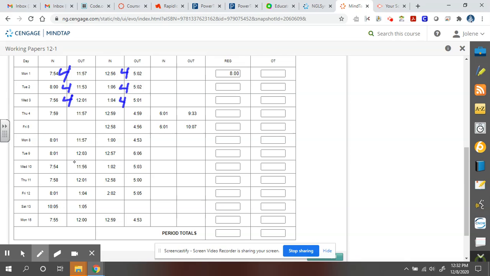Thursday she had a long day. Look at this. She didn't clock out until 9:30. But she did not work from 8 o'clock in the morning until 9:30. So we have to take her breaks out. So she worked from 8 to noon, and then she worked from 1 to 5. Then she worked from 6 to 9:30. 6 to 9:30 is 3.5 hours.